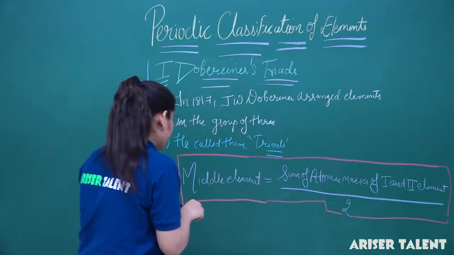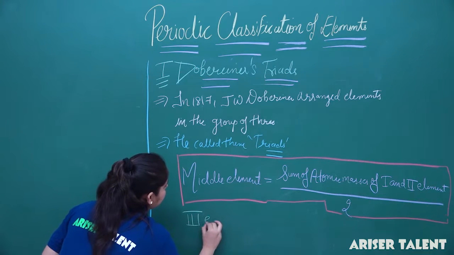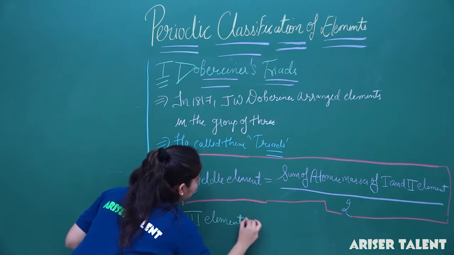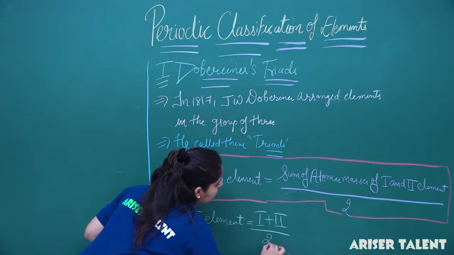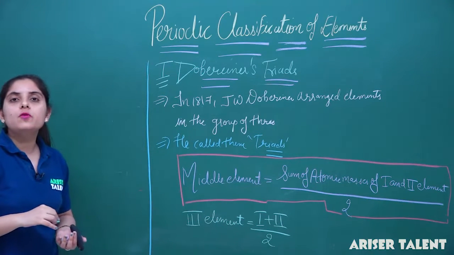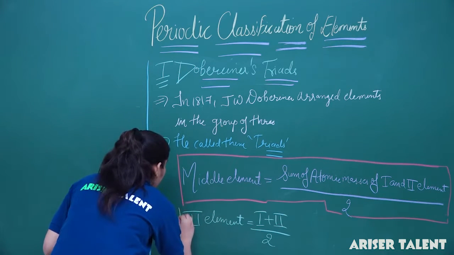And simply we can say that third element will be 1 plus 2 upon 2. And here the 1 plus 2 will be the sum of their atomic masses only. So this will be another formula we have.